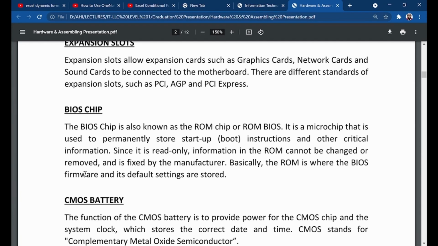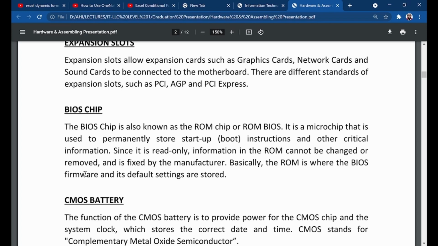It stores startup instructions and other critical information placed there by the manufacturer. And it stores that information permanently. Right now, the information is still there. If the information is removed, the computer cannot start. Now, as part of the startup instruction, we said there's a program. What's the name of the program on the ROM? The program is called BIOS.